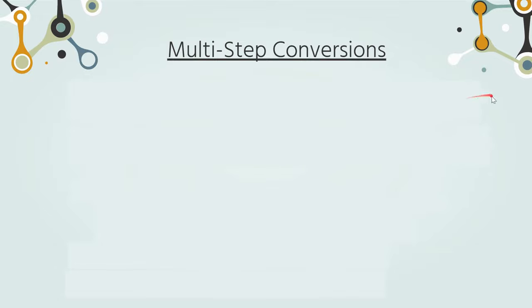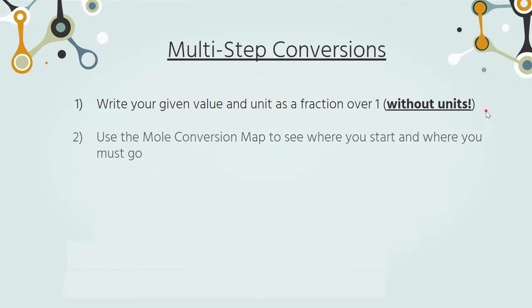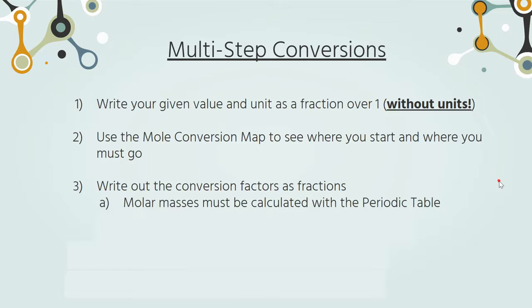Overall, multi-step conversions have a few steps. First, you write your given value and its unit as a fraction over 1. The 1 does not have units because it's not related to some kind of measurement. We use that mole conversion map to see what unit you start with and what unit you need to end with. You write out each conversion factor as fractions. You might have to calculate the molar mass using your periodic table if you're going from mass to moles or vice versa.